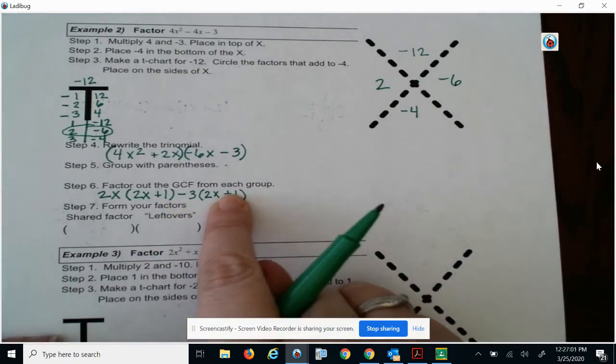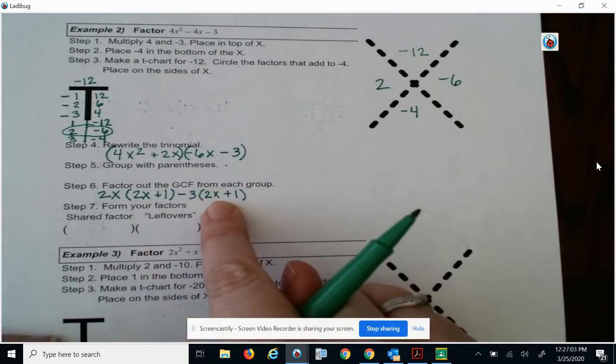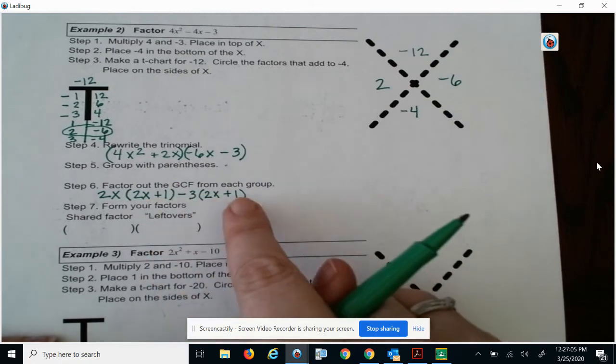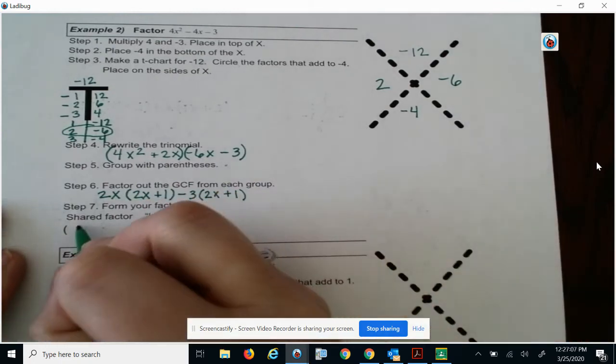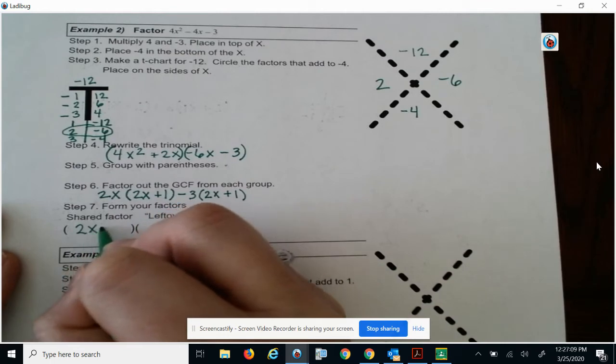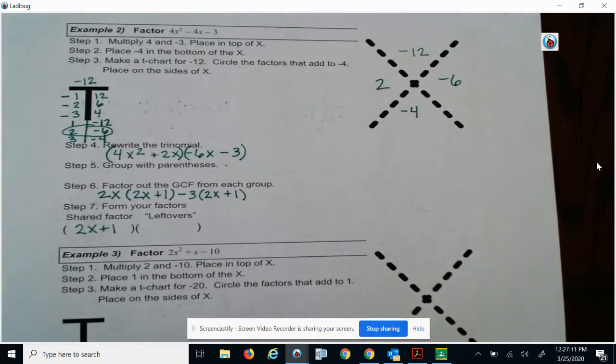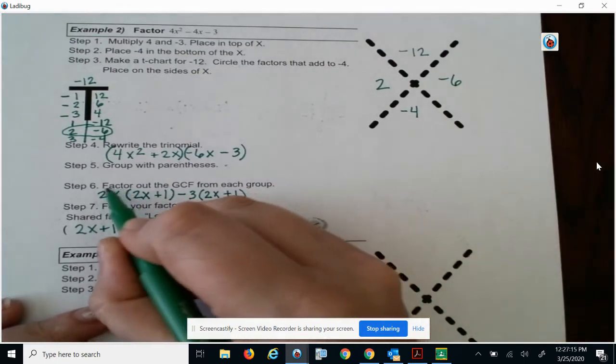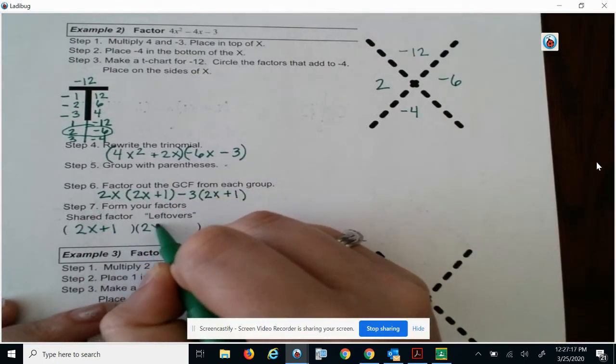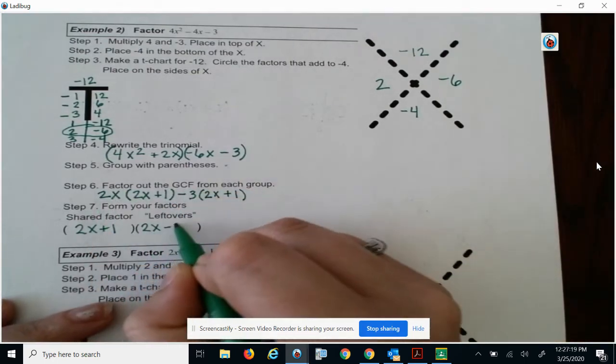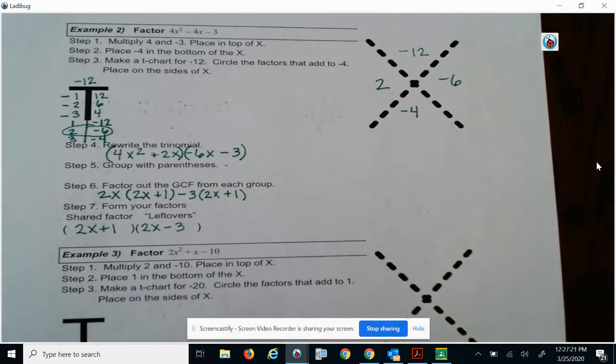All right, so now we check, do those parentheses match? And if they do, then we're on the right track. Our first factor is 2x plus 1, the shared factor. And then our leftovers, we have a 2x in front and a -3 here on our GCF. And that is your answer.